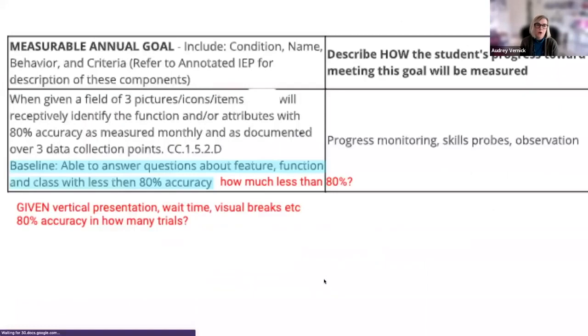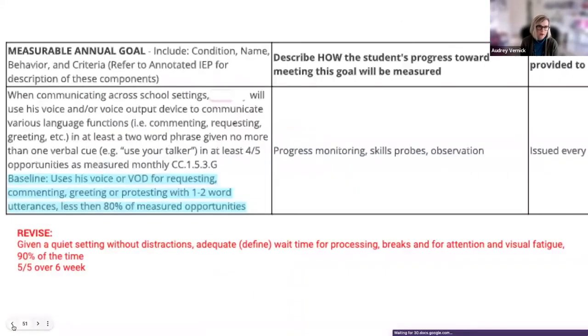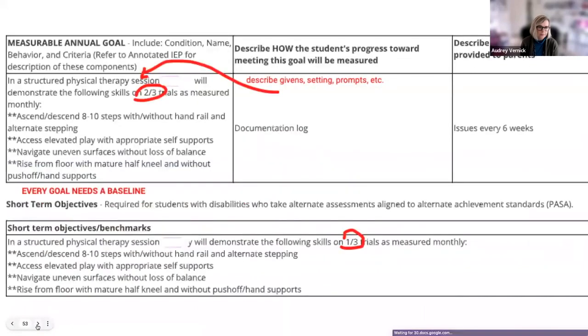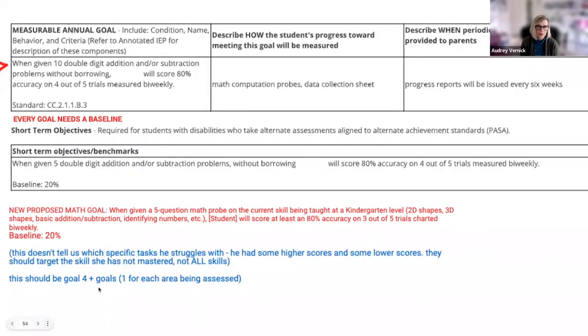And also it should be 4+ goals, 1 for each area being assessed. So if they were saying we're going to do one for 2D shapes, 3D shapes, basic addition and subtraction, and identifying numbers at 80%, when at the end of the year, maybe they got 80% overall, but can't identify numbers at all. That's a problem, right? So we want to know each area broken down.